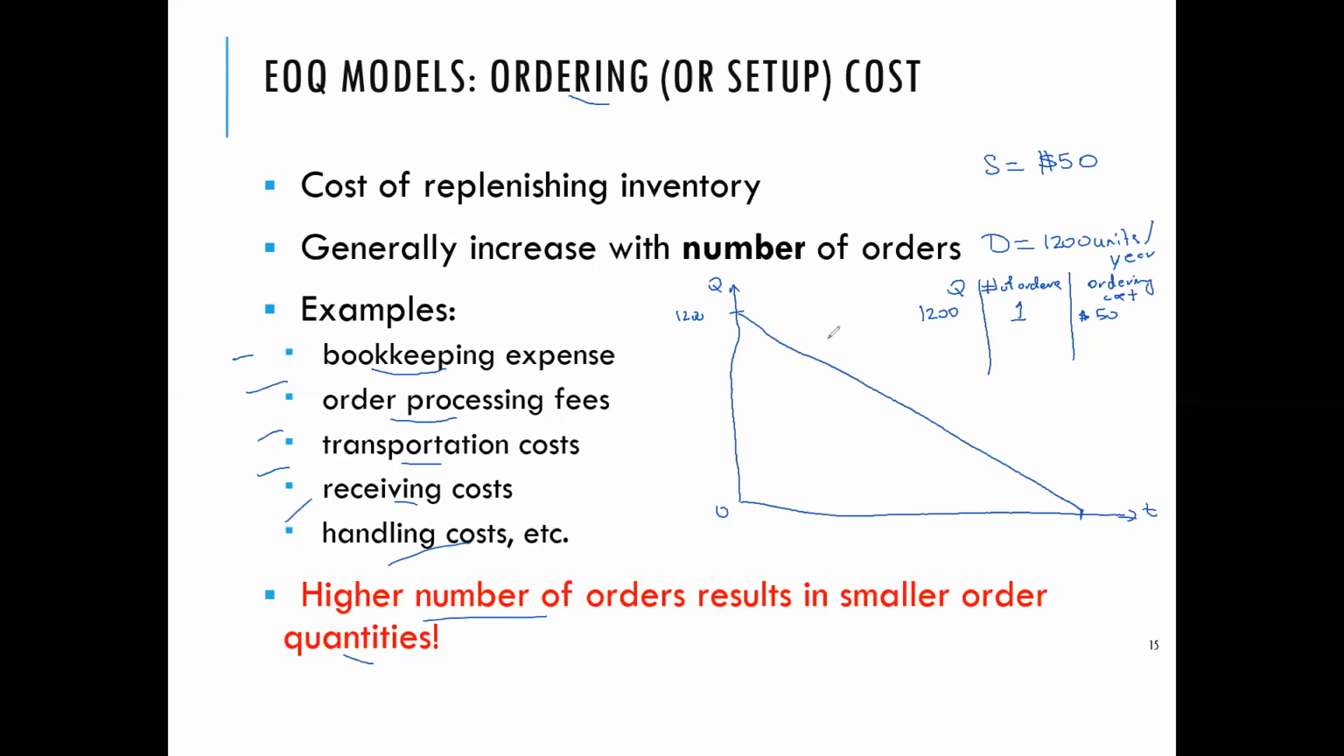So let's say the management says, no, this is pretty bad. We have to have very big warehouses. Let's place an order of 600. Now, if we place an order of 600, how many orders do we need? In a year, we need 2 orders. And now our cost goes up to 100. So how will this look? 600 is half of 1,200. It will look something like this. Roughly this.